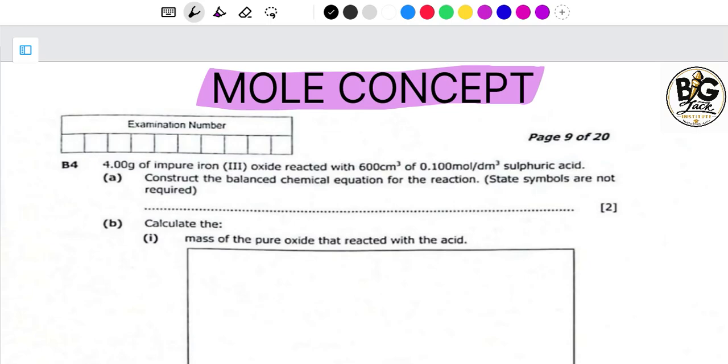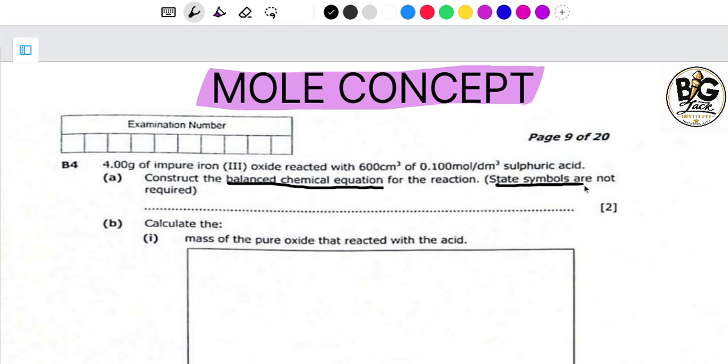Okay, so in this video we're going to look at mole concept. So mole concept is a high yield question in an exam for Chemistry Paper 2 as well as Science Paper 2. So I have this question which is saying 4.00 grams of impure iron(III) oxide reacted with 600 cm³ of 0.1 mol/dm³ sulfuric acid. Then construct the balanced chemical equation for the reaction.